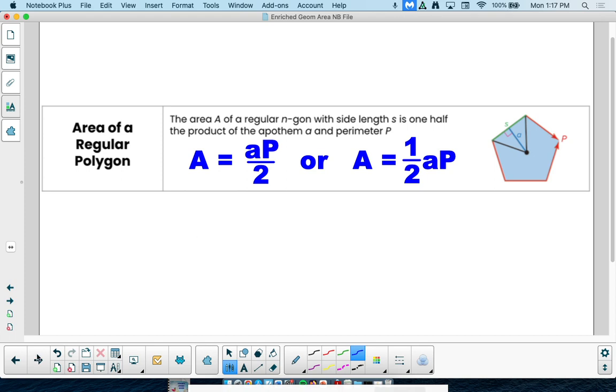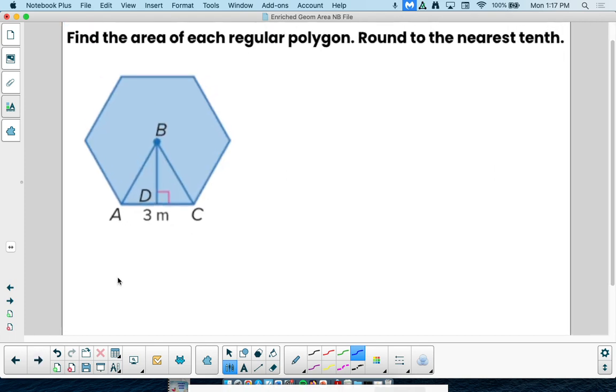Okay, let's try one. We're going to find the area of the regular polygon, rounding to the nearest 10. What two things do we need in our formula? Apothem, so our little a, and perimeter. I like to label those off to the side because those are the two things I need to plug in, right? Is there one I can find right away by just looking at our picture? Yeah, perimeter. That's pretty easy, right?